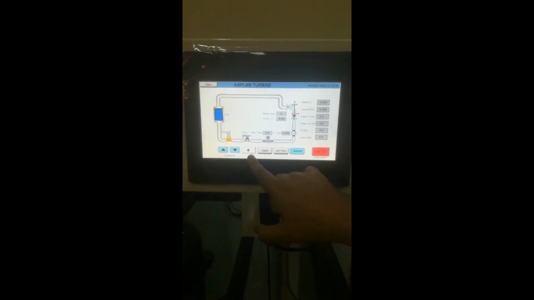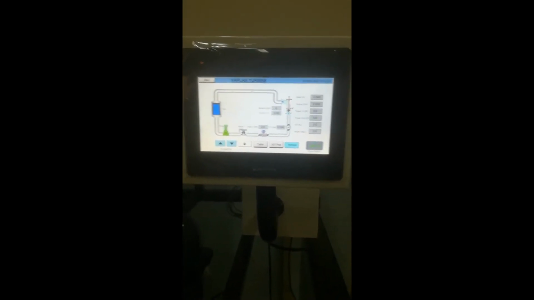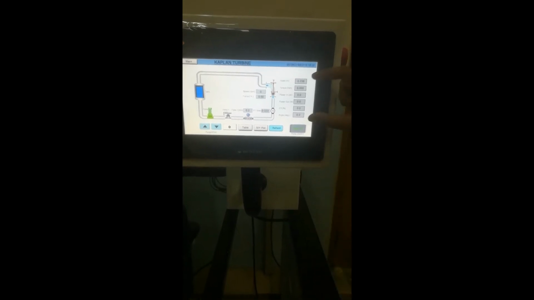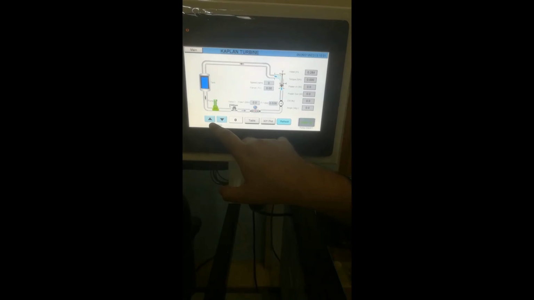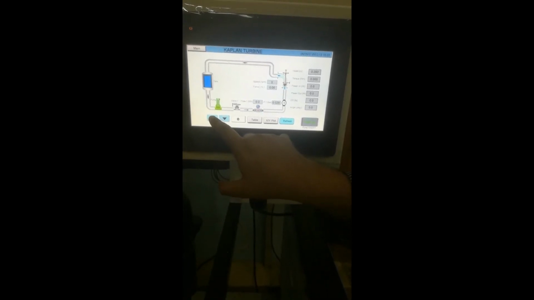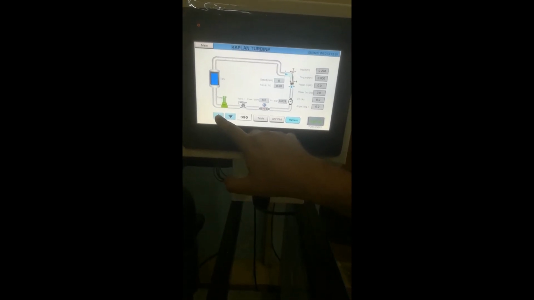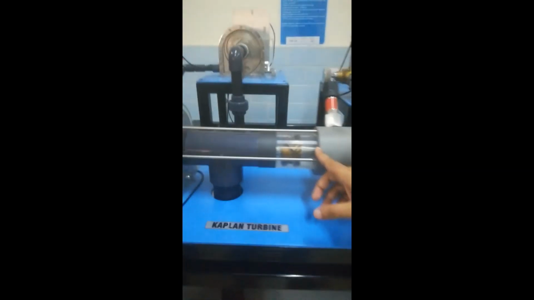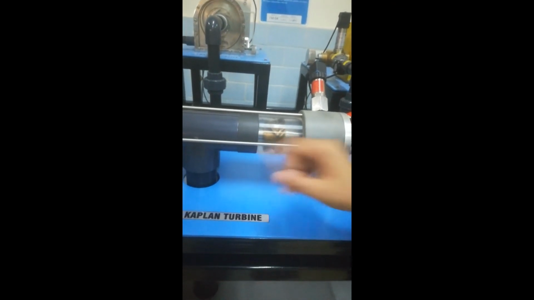It is already at 0, and start the pump. So these are the readings. I am taking an increment of 100 RPM. Here you can see the fluid is entering the turbine in the axial direction.